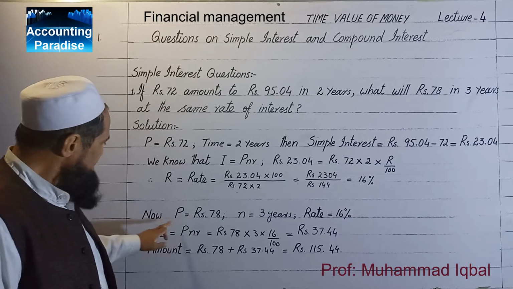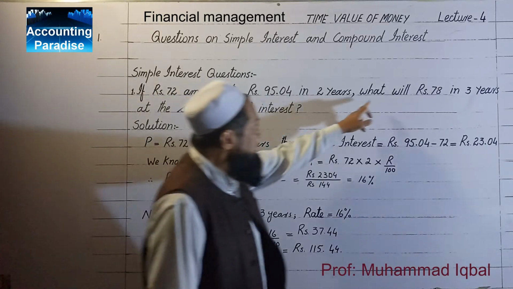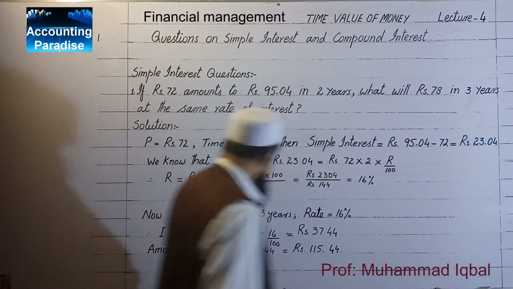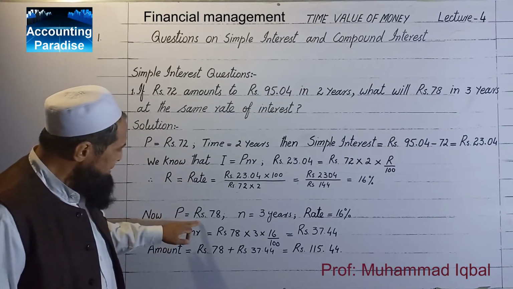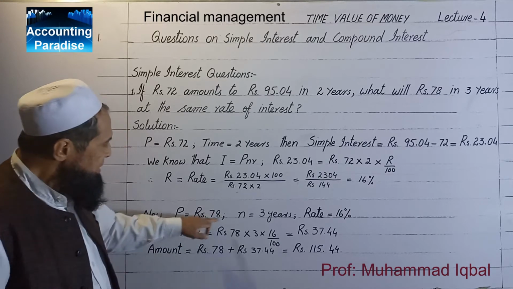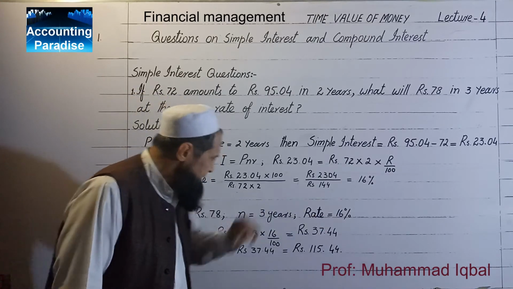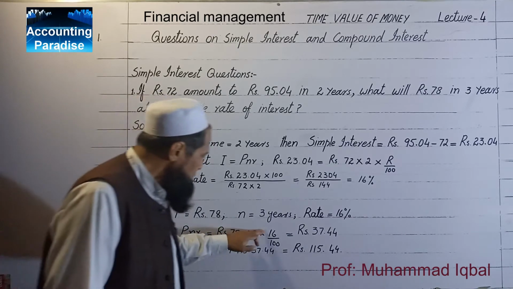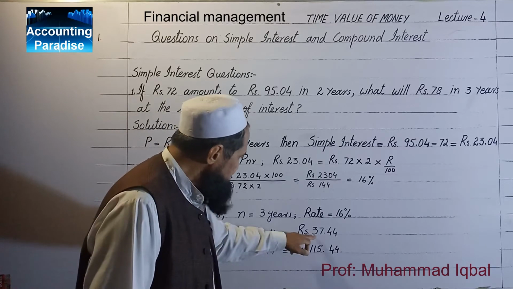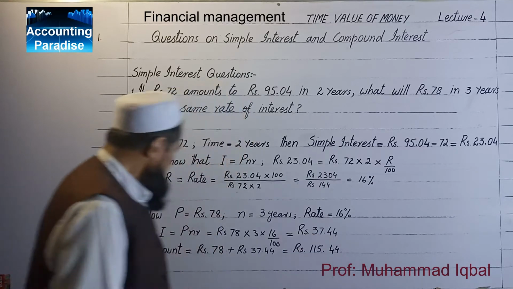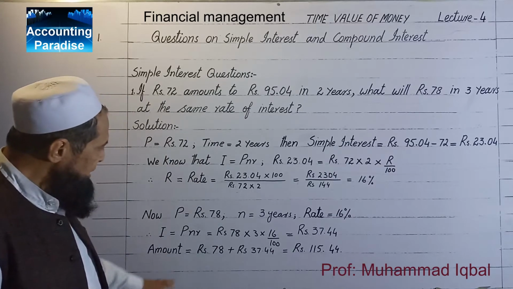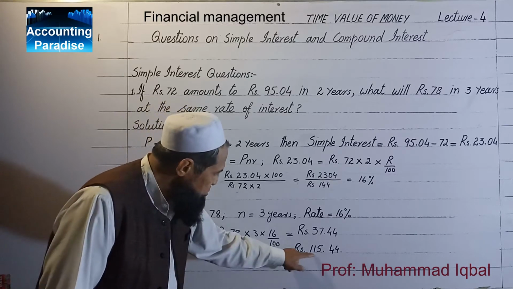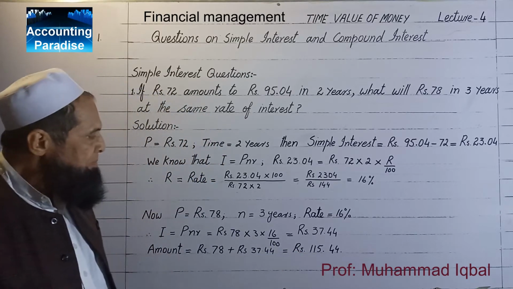Now we have the rate, we have to calculate the amount of rupees 78 in 3 years. Now the principal is 78 rupees, N is 3 years and rate is this. Now the I is equal to PNR, 78 into 3 into 16 over 100. This comes to 37.44 rupees. The amount will be principal plus interest. This comes to 115.44.